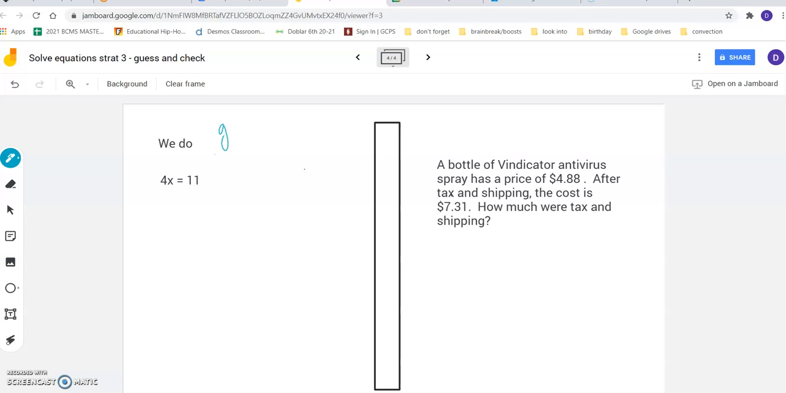All right, so this is the guess and check strategy. So let's see, 4x equals 11. I think same as last time. 4 times 2 is 8, and 4 times 3 is 12, and 11's between those. So I'm looking for something between 2 and 3 again. I usually just start halfway, I don't know about you, so I'm going to start at 2.5.